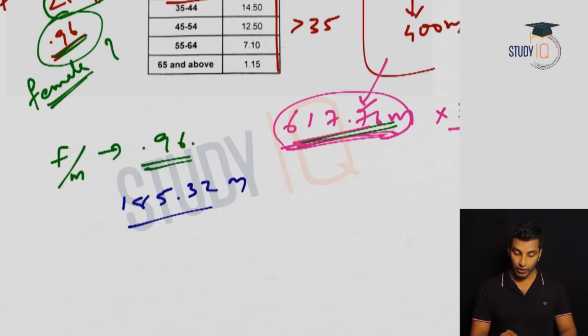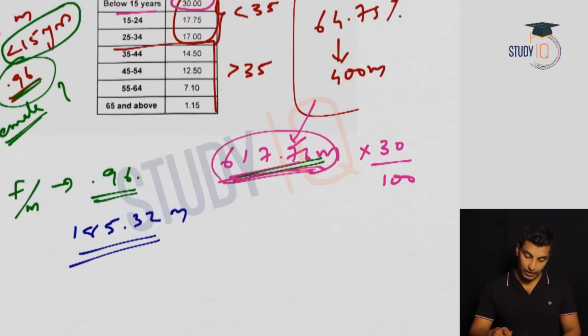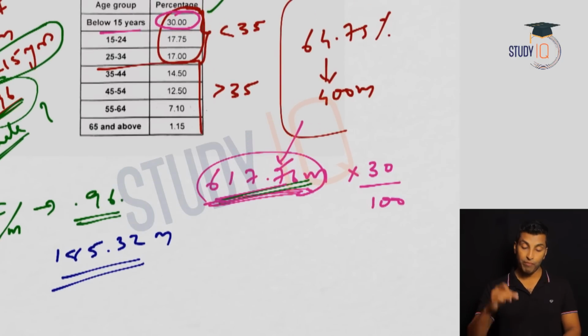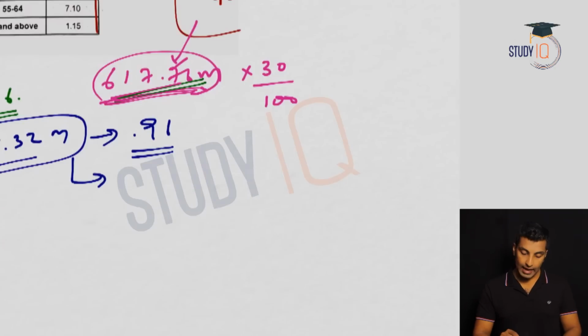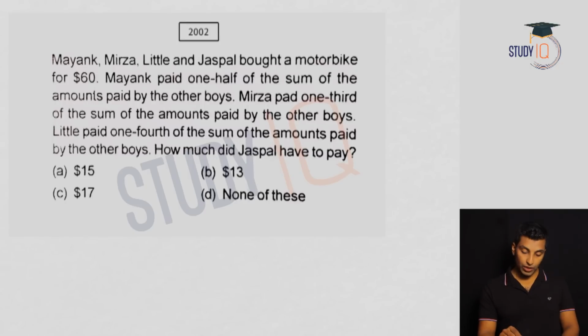We will get it around 185.32 million. Okay, so what we got is actually the total number of members in that age group, and what we need is the number of females. So the female to male ratio is given as 0.96. This is the total number of members. We know the ratio as 0.96, so we can get the number of females from here as 90.8. Okay, now solve this question.